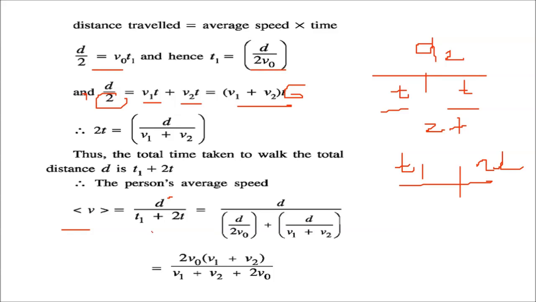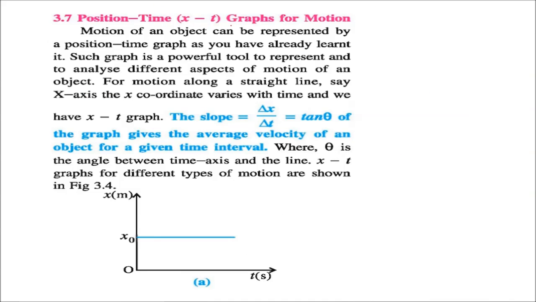So the average speed will be what? Speed we know, distance by total time. But t1 we have just computed to be d by 2 v0 here. And the second time is d by v1 plus v2. We put it here. And this distance is total d from here to here. All the distance is d. So we just rearrange them, d cancels out, and this is the final value.